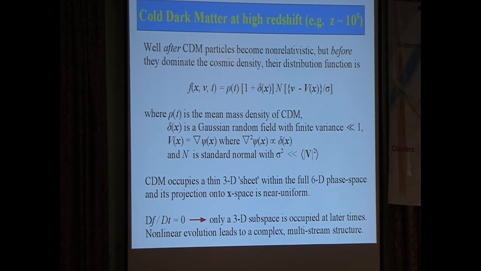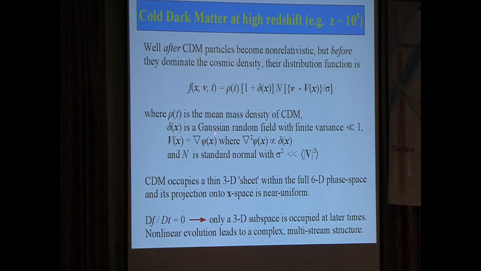And then the velocity distribution is to a good approximation Gaussian. It depends, of course, exactly on what the cold dark matter particle is, with some characteristic dispersion. So what that means is the velocity scatters around some average velocity at each point by thermal velocity sigma. So rho is the mean density of this cold dark matter. This delta is a Gaussian random field with finite variance much less than 1 because we're in the early universe. The mean velocity here is just the mean velocity generated by the density fluctuations.